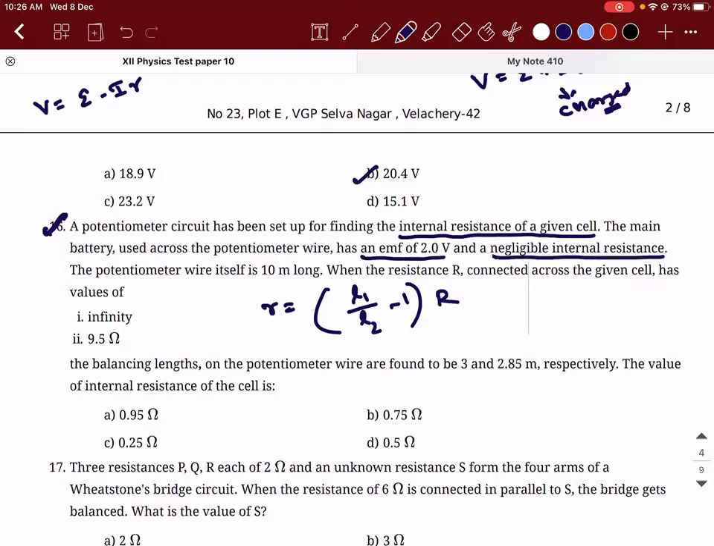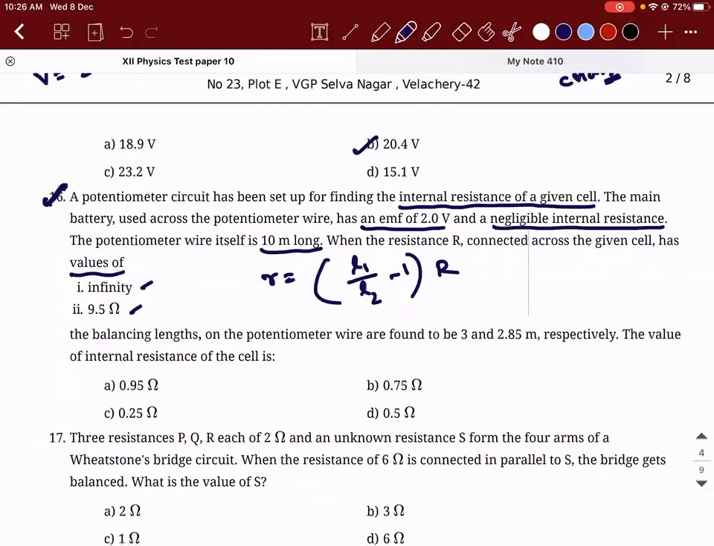The potentiometer wire is 10 meter long. When the resistance capital R connected across the given cell has values of infinity and 9.5, the balancing lengths on the potentiometer wire are 3 and 2.85. So L1 is 3, L2 is this much respectively. Then the value of the internal resistance of the cell, you have everything substituted. r is equal to (3 divided by 2.85 minus 1) into capital R is how much?